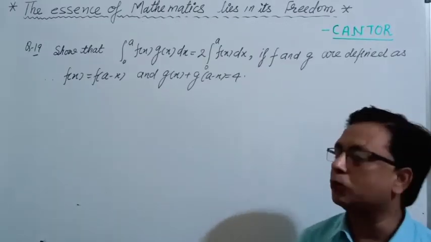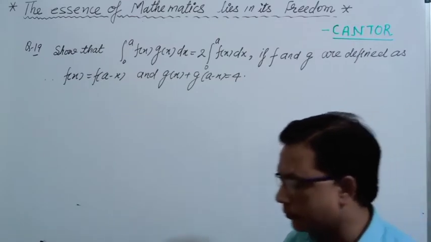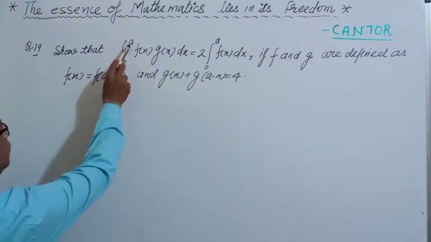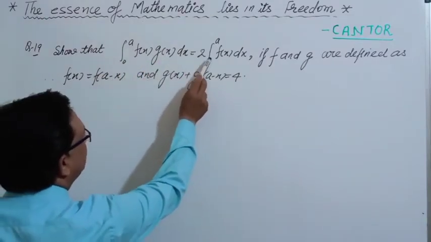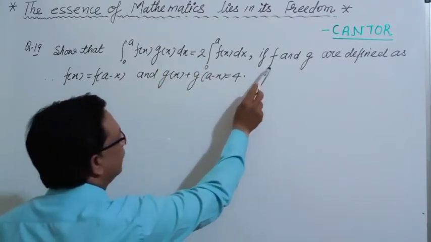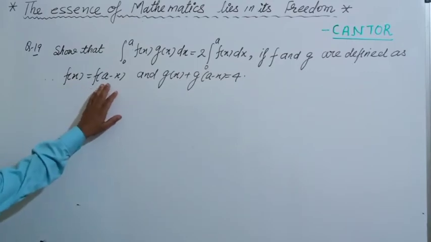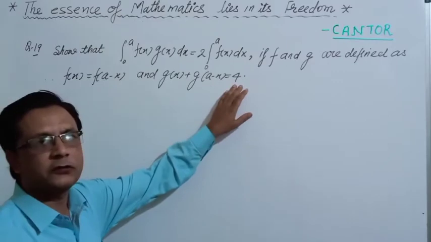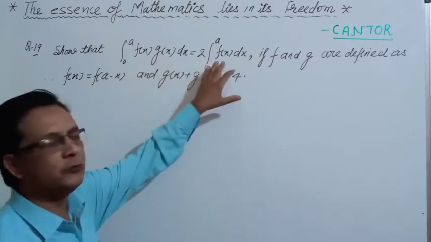Now student, we move to question number 19 of exercise 7.11. The question is to prove that the integral from 0 to a of f(x) g(x) dx is equal to 2 times the integral from 0 to a of f(x) dx. Two conditions are given: f and g are defined as f(x) is equal to f(a minus x), and g(x) plus g(a minus x) is equal to 4. Under this condition we are going to prove this integral.